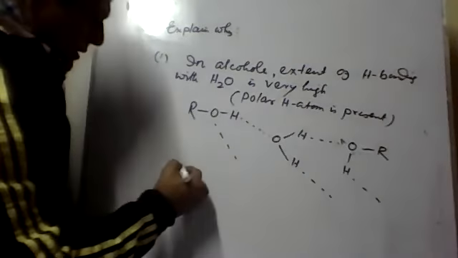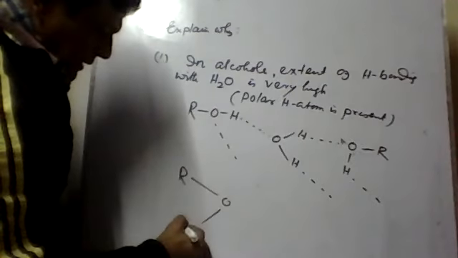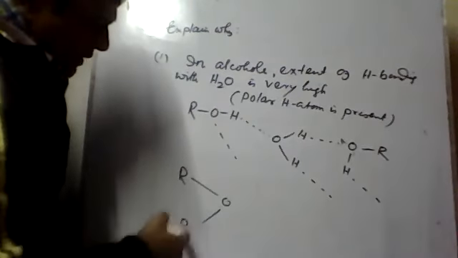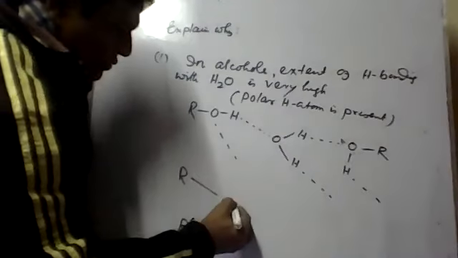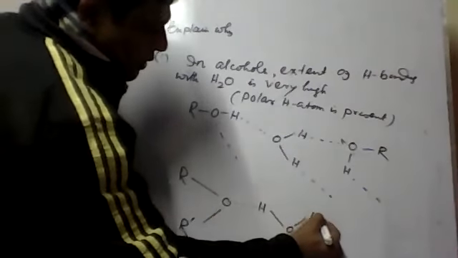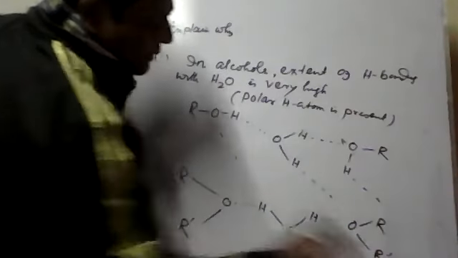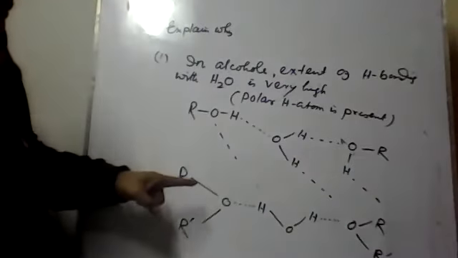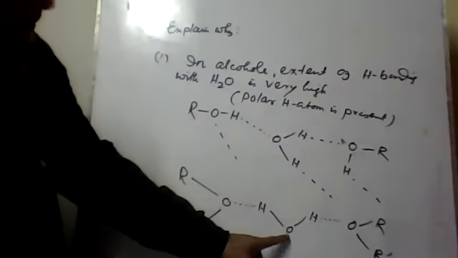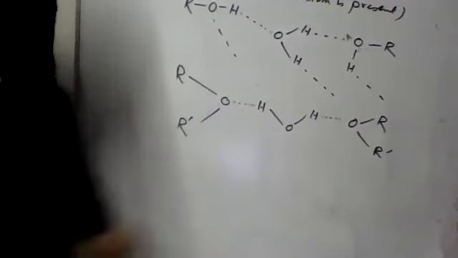But in ether, you see, extent of hydrogen bonding is very less. Suppose it is ether, R, O, R dash. So two ether molecules can hold only one water molecule. Got my point? This oxygen cannot undergo much hydrogen bonding because ether has no polar hydrogen atom. I think you got it, no?